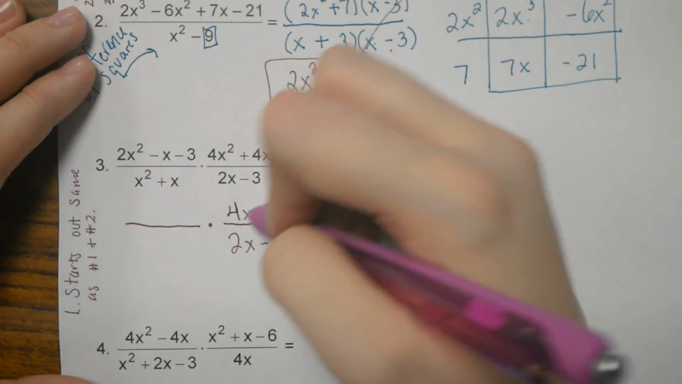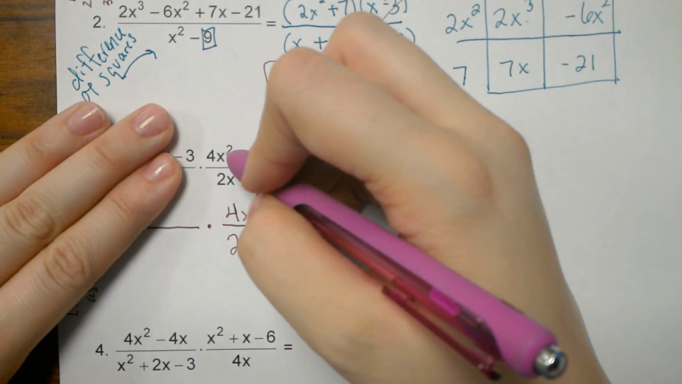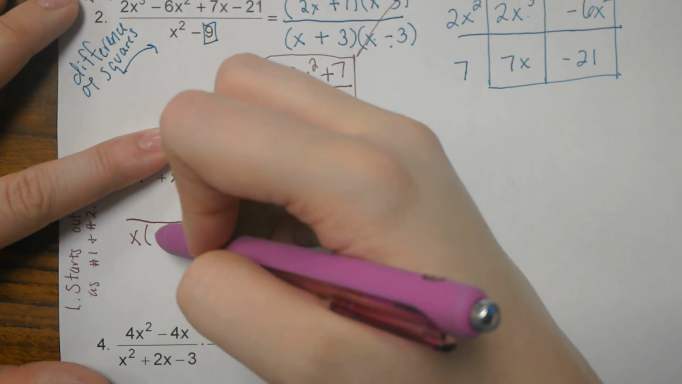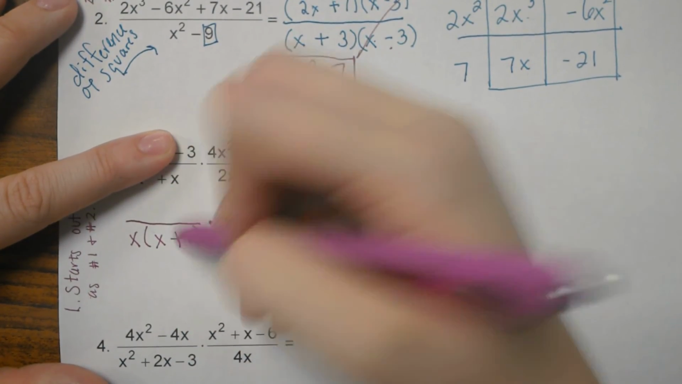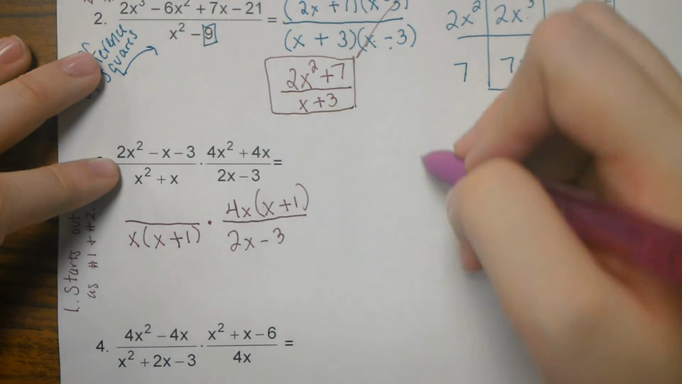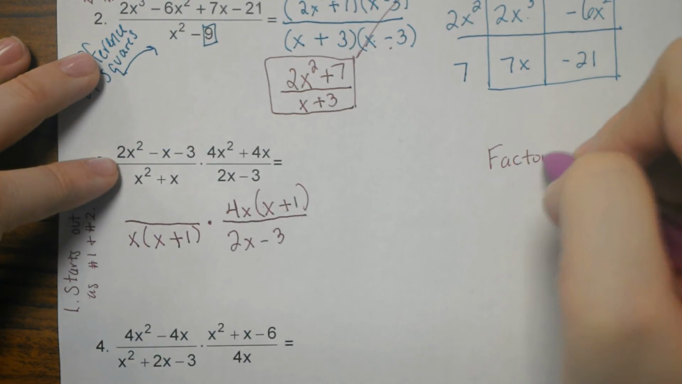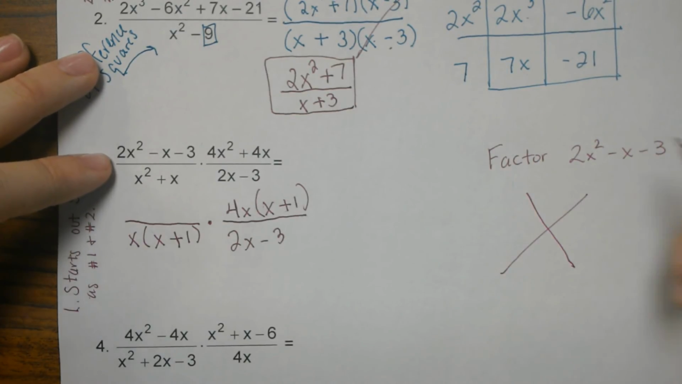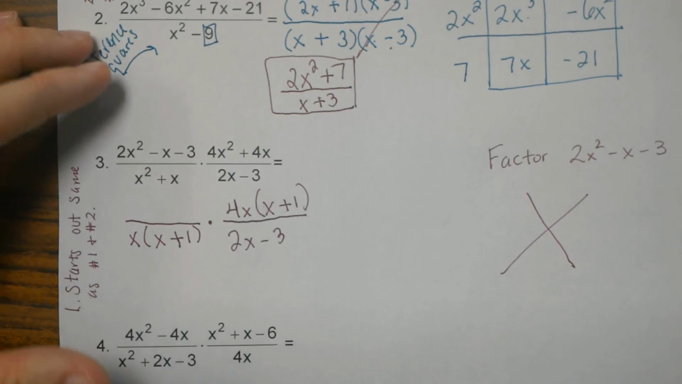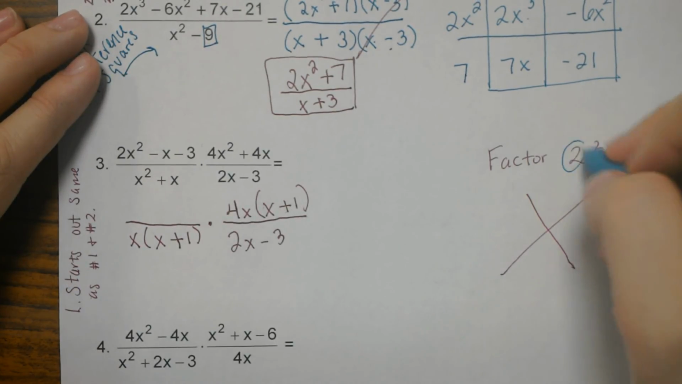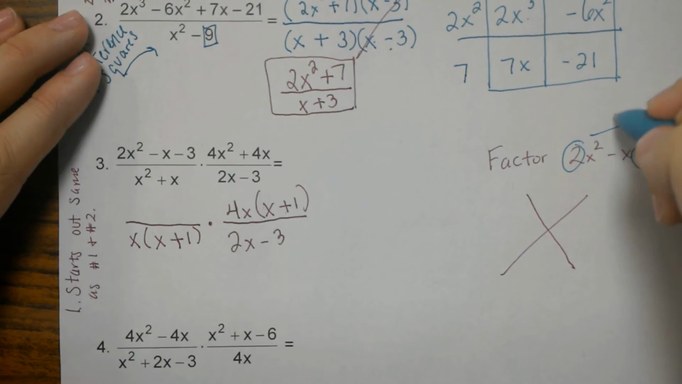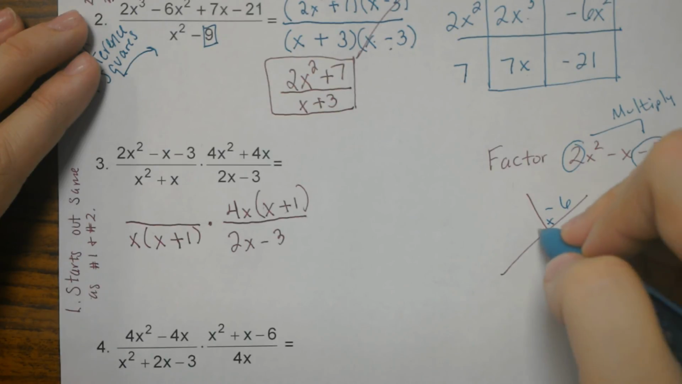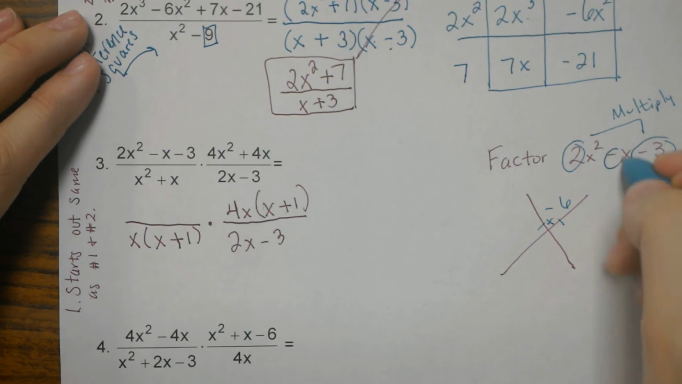That I have a 4x from each term, so I need an x plus 1. And over here I have an x in common, which gives me x plus 1. And so now I just need to factor 2x squared minus x minus 3. So I use my x. I'm going to multiply my first and my last terms together. I get negative 6. And then my middle term.